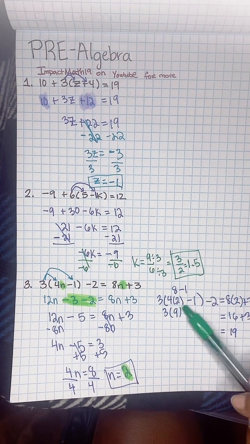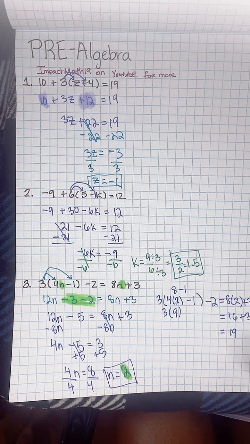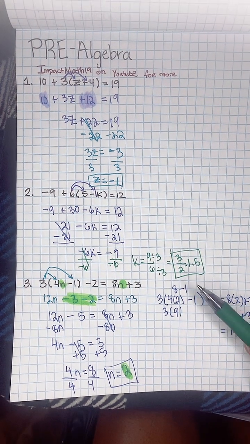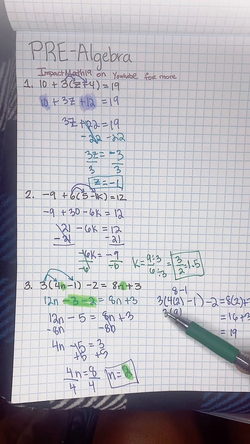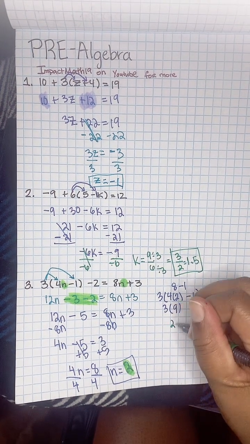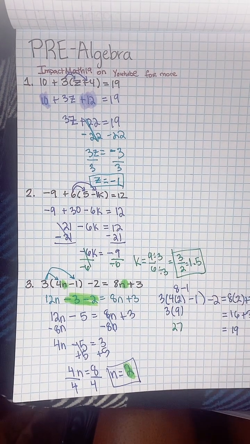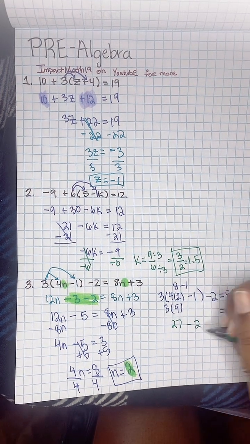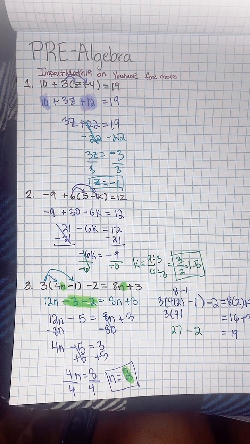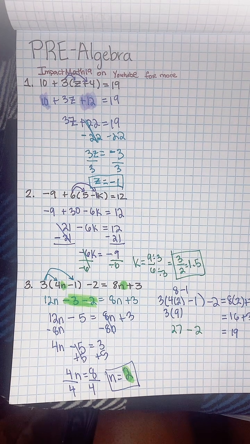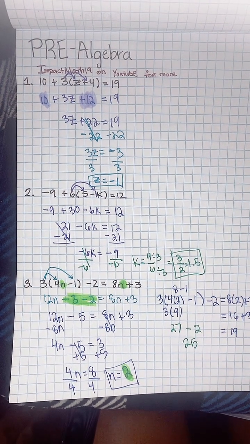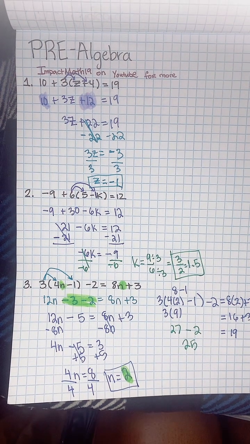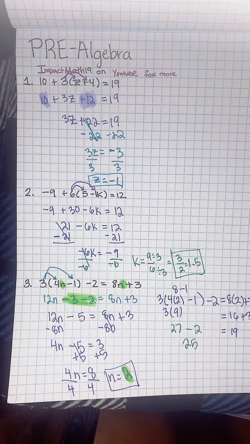Okay. So then we get 9 here. Let me see. 8 minus 1 is 9. Yep. 3 times 9 is 27. And then 27 minus 2. Something's not right here. Because we get, what, 25? So something ain't right.